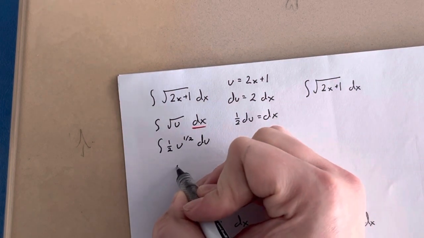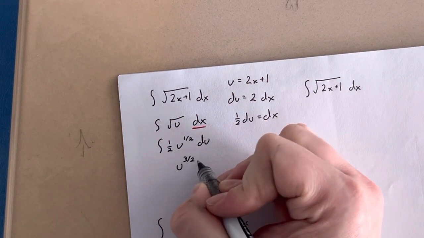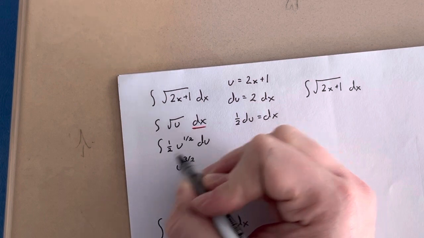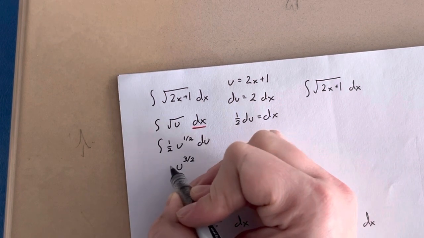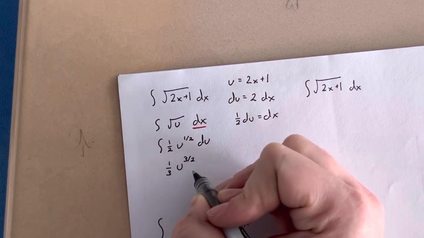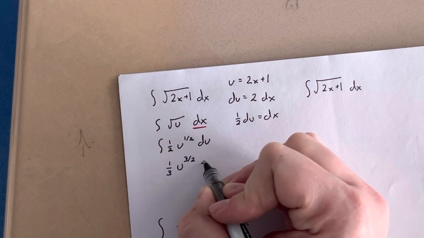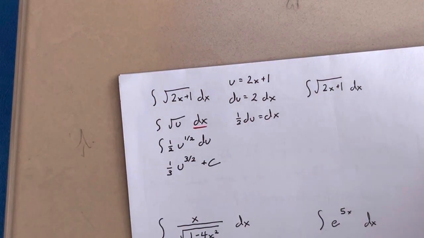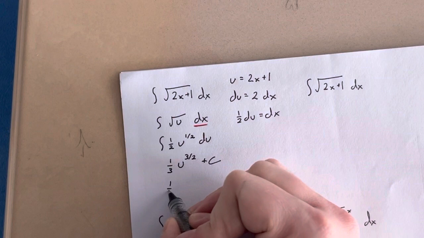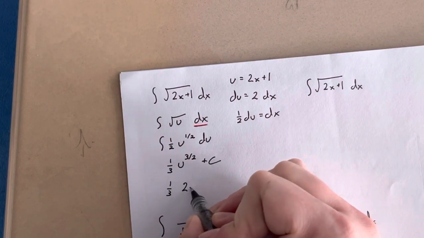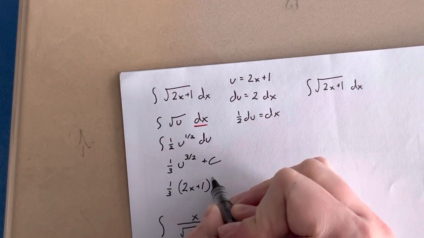Straightforward integral now, u to the 3/2 power. If we're bringing that down, that's going to be to the 1/3, we're really thinking. And we have a plus c. Close to the right answer, but we need to substitute back in the 2x plus 1.